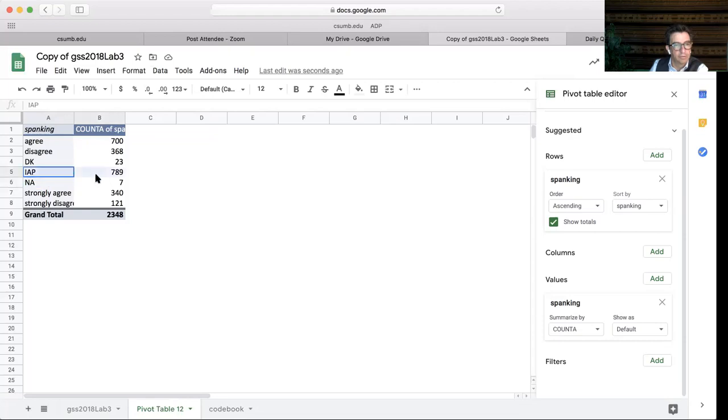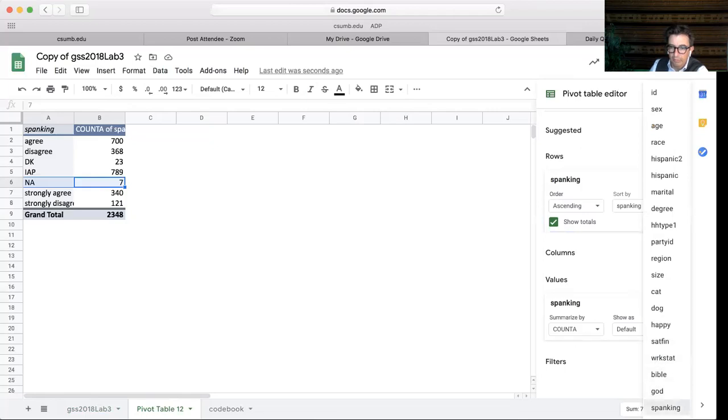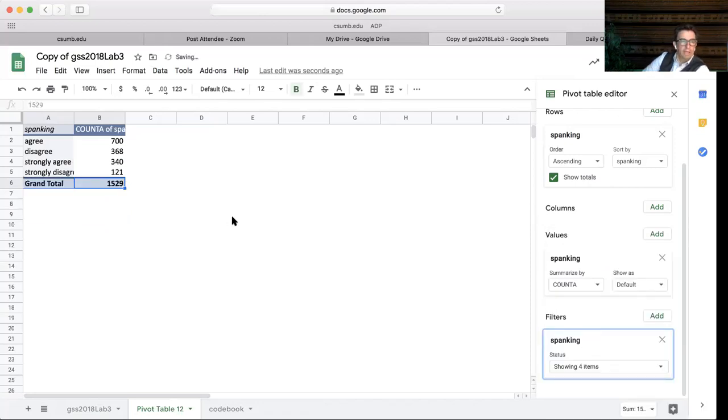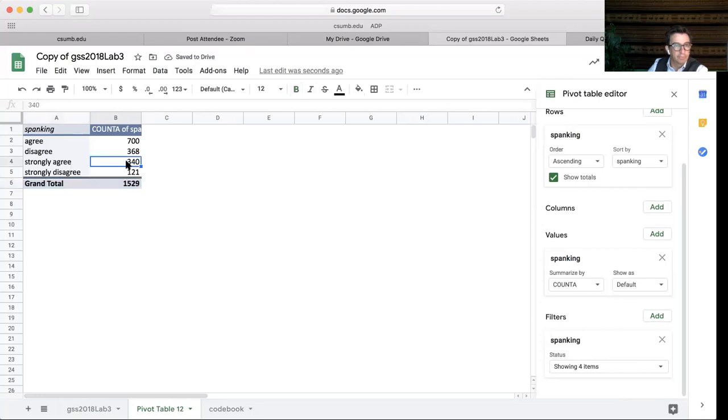These are people who were not asked the question, and it's quite a few of them. And then the don't know people and doesn't apply, we're going to filter them out because they didn't really answer the question. So filter, add, go to the variable spanking again. It's showing all of them, but we want to uncheck the NA, the don't know, or the IAP. Okay, now we have it. So the question that we want to answer is, what percent of Americans strongly agree with spanking? All right, good.